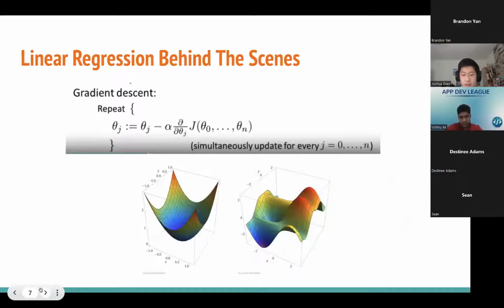And this is another picture of the graphs we discussed earlier. We're just trying to reach the blue part, or the lowest part, which is the minimum cost of the linear regression. That way we'll get a good prediction, or a good hypothesis, for our housing problem.